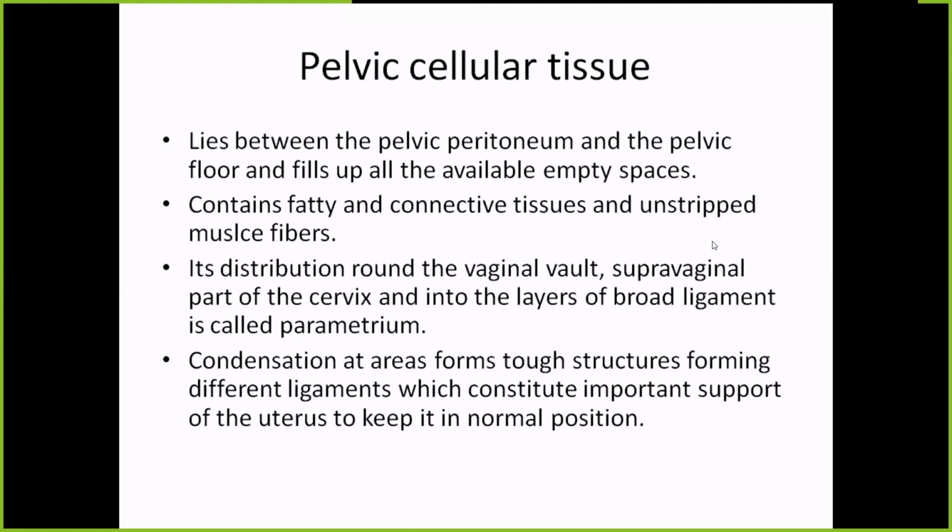Now pelvic cellular tissues. These are loose cellular tissues which fill up all the empty spaces. What does it contain? It contains fatty connective tissue and unstriped muscle fibers. It condenses around the vaginal vault, the supravaginal part of the cervix, and the broad ligament, and it is known as the parametrium. All the ligaments we discussed, uterosacral and Mackenrodt's, are formed by the condensation of the pelvic cellular tissues.